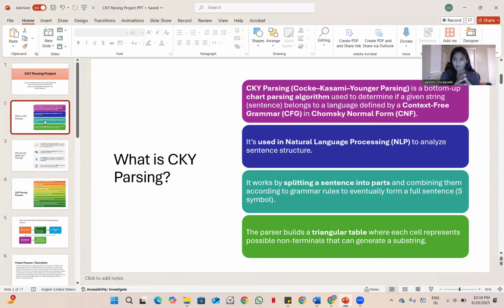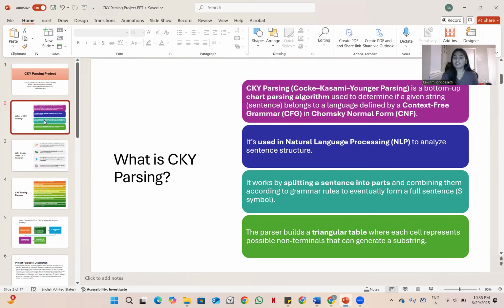CKY is basically the opposite of derivation. In derivation, we usually start with the start symbol and then move on to the sentences. But here in CKY parsing, we start with the sentence and go back to the start symbol. It's used in natural language processing to analyze sentence structure.